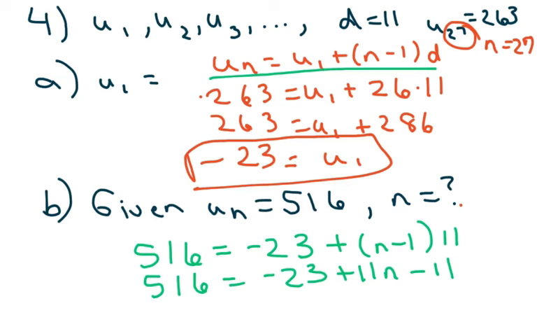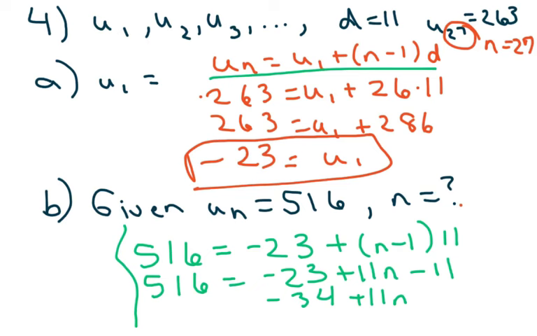And I didn't finish this one, so let me do this. This would be negative 34 plus 11n. So add 34 to both sides. I'm going to squeeze it over here. So 516 plus 34 is 550. Let's see. Did I write this down wrong?